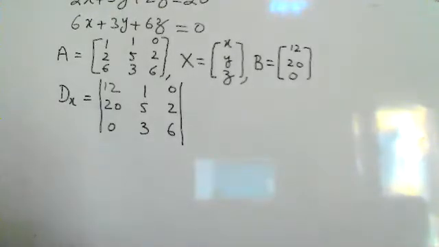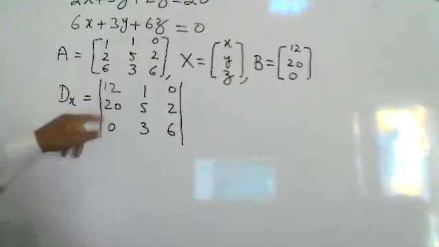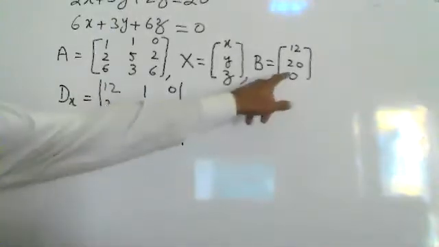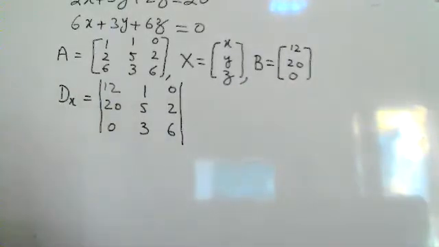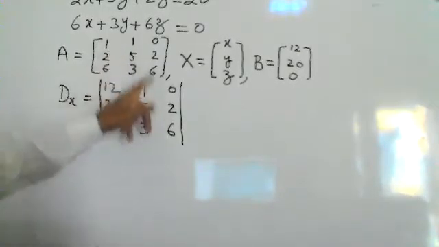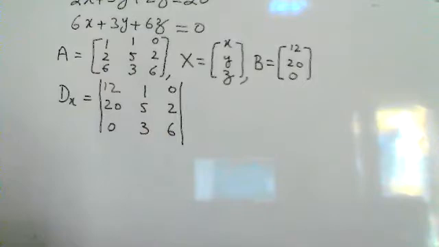Dx is a determinant in which the coefficients of x are replaced by the constants. The coefficients of x are replaced by the constants. The remaining remain as they are.